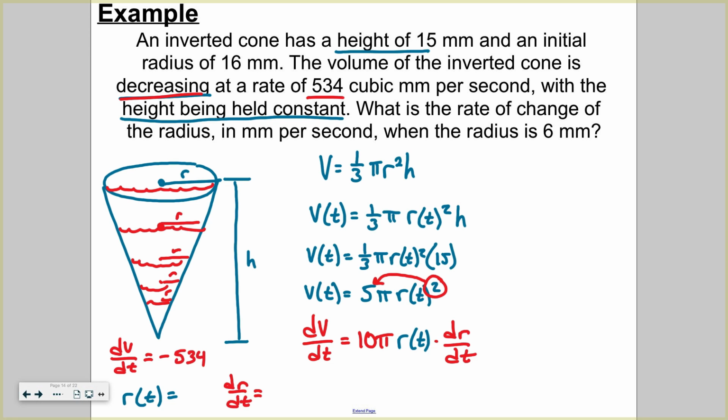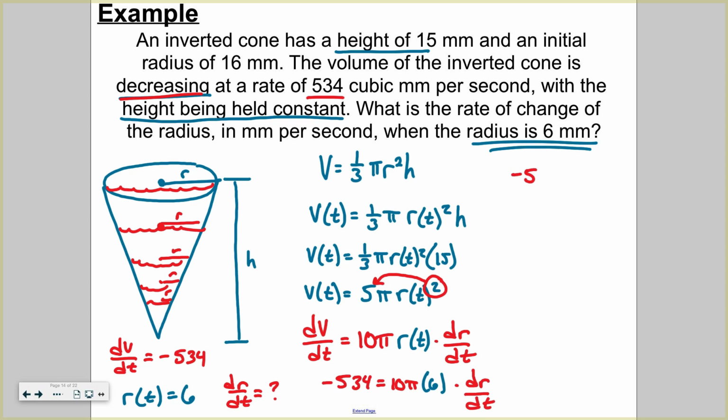We are told that the radius is 6, and we want to find the change in radius. So let's substitute these values in. We're going to get negative 534 is equal to 10 pi times 6, and then times dr/dt. Alright, so then we're going to get, sorry, I need to continue my work up here.